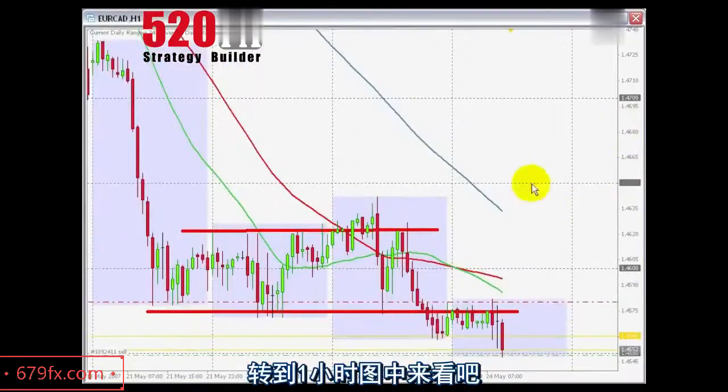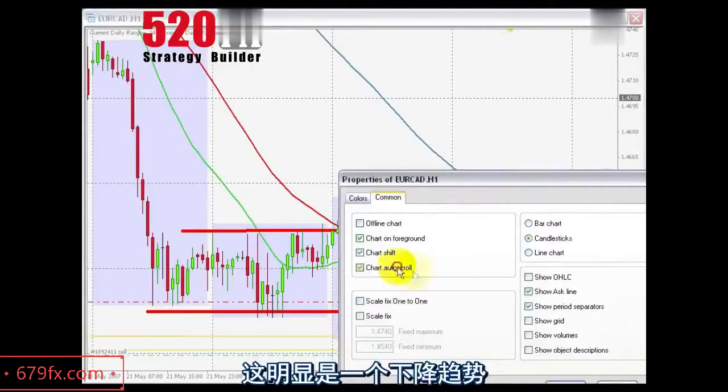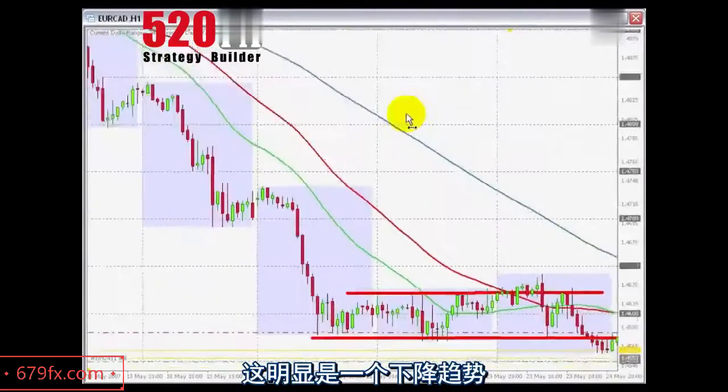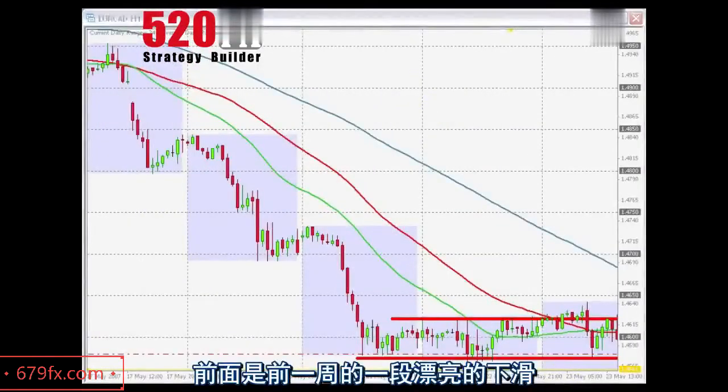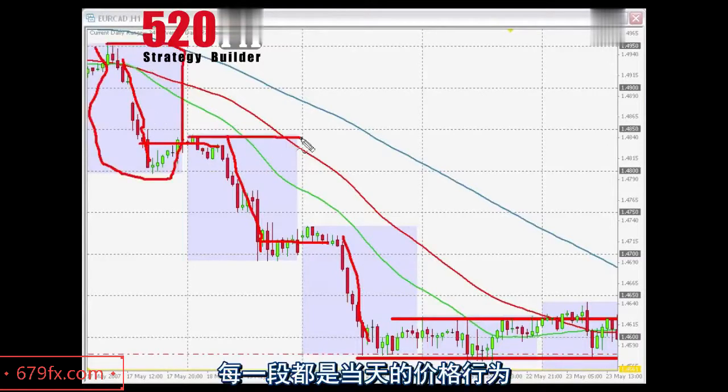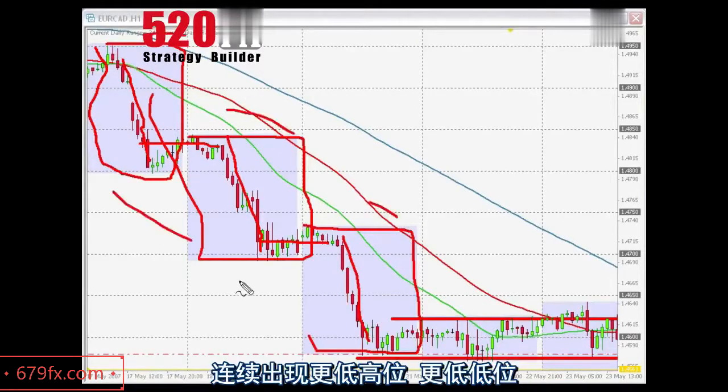Actually, we are definitely in a downtrend. We've just come last week through a nice period of down moves. You see the price action day after day after day, making lower highs, lower lows.